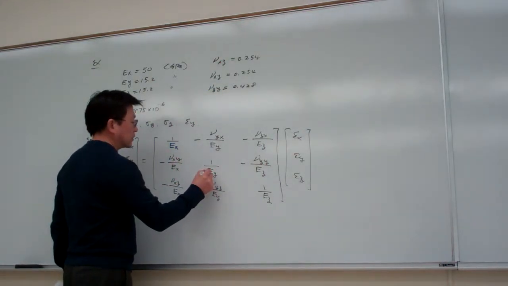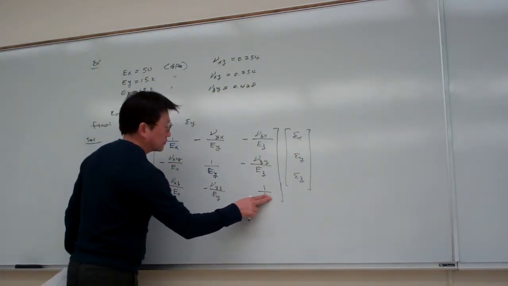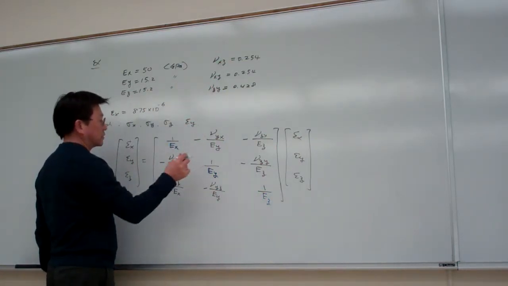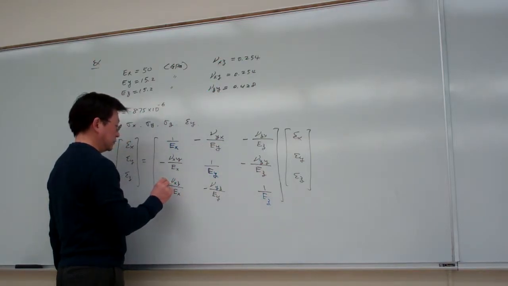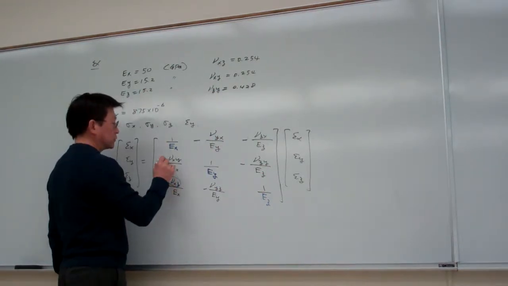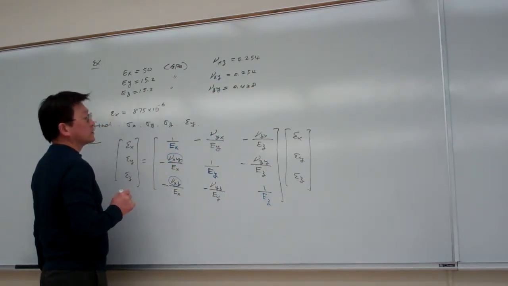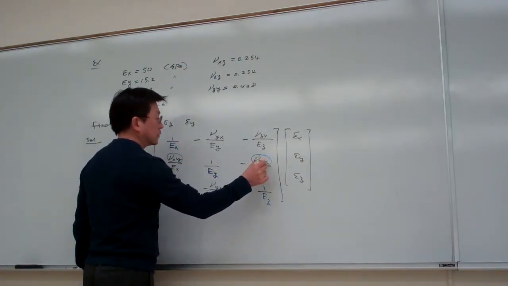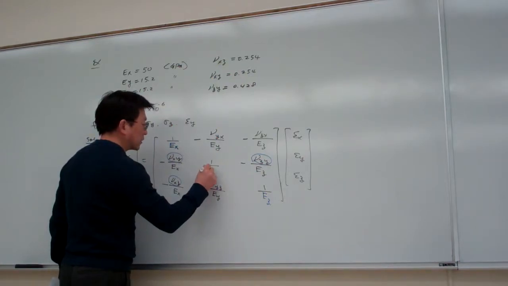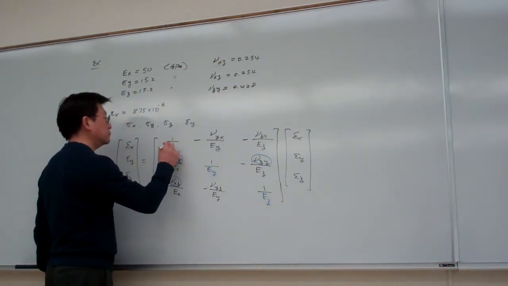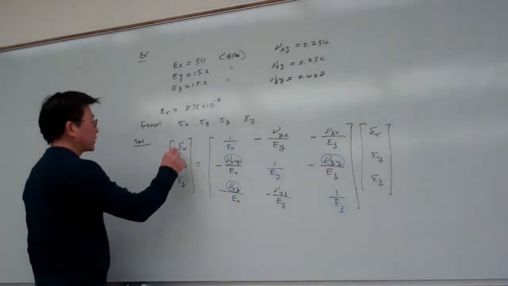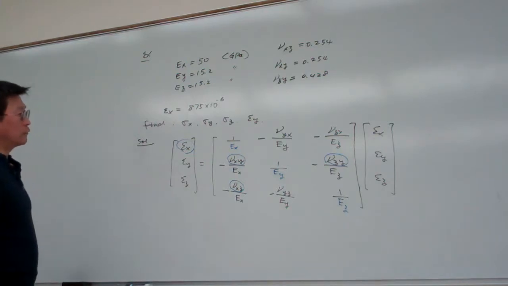Let me highlight the given information with color. Poisson's ratio nu xz is here, and we are given nu xy here, and we are given nu zy here. So we are given the information highlighted in blue color here. Also given are these numbers, and we want to solve for the other things.